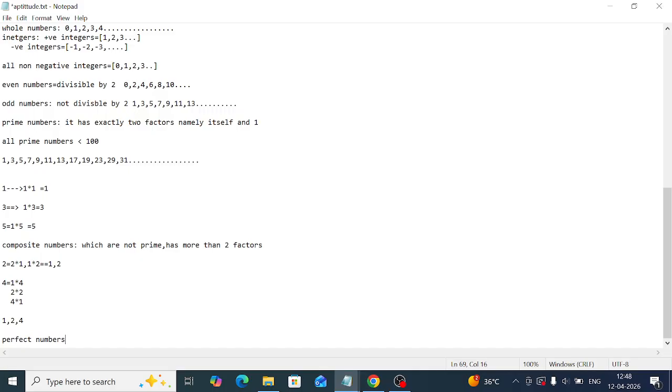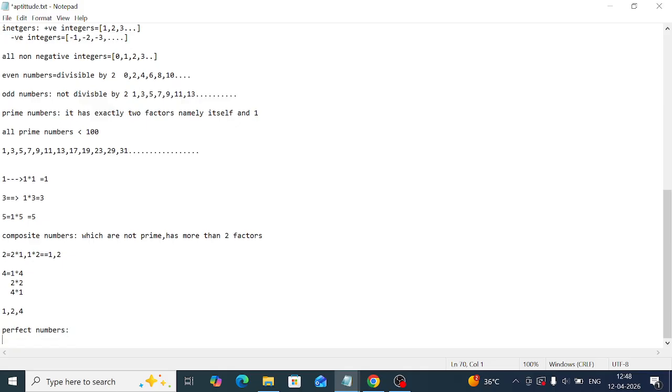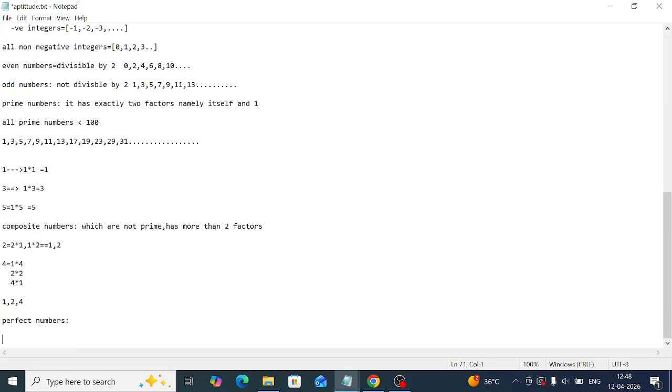Perfect numbers. Next one is perfect numbers. Perfect numbers in the sense what? A number, the sum of whose factors except the number itself is equal to the number is called a perfect number. I will tell you. See, 6. I am taking 6. 6 means what?